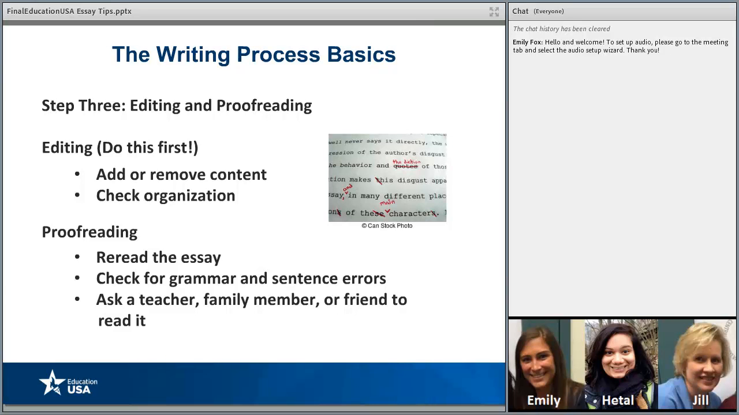First, you need to look at your content. So do you need to add something to make your point better? Do you end up having a paragraph in there that doesn't really relate to the rest of the essay that you need to take out, right?